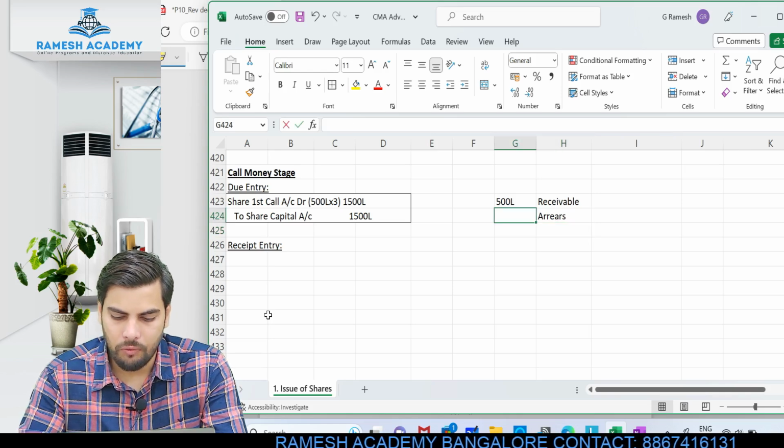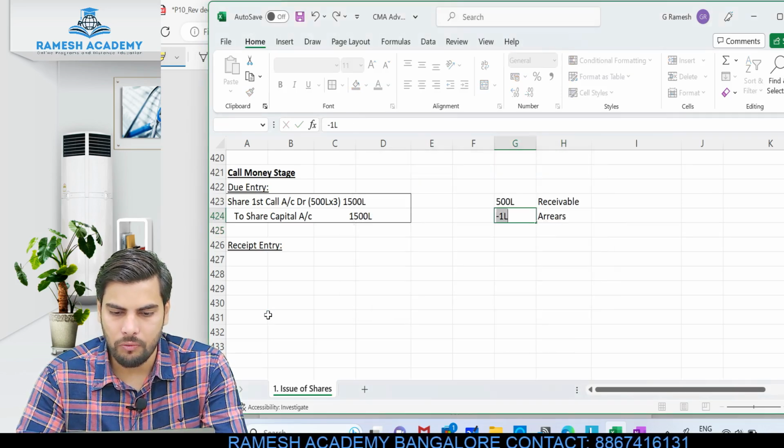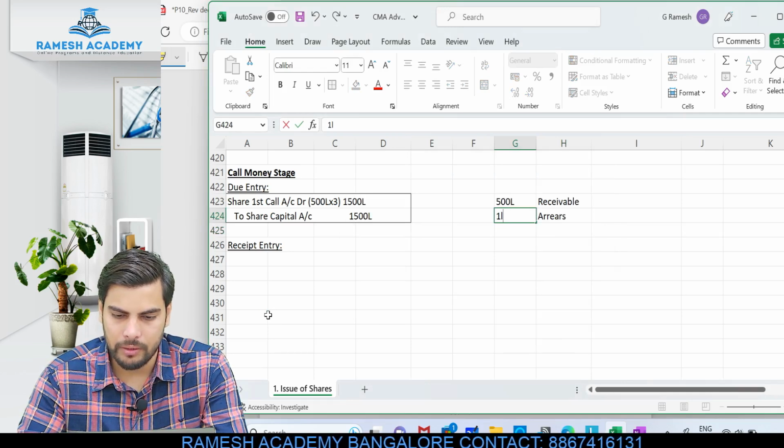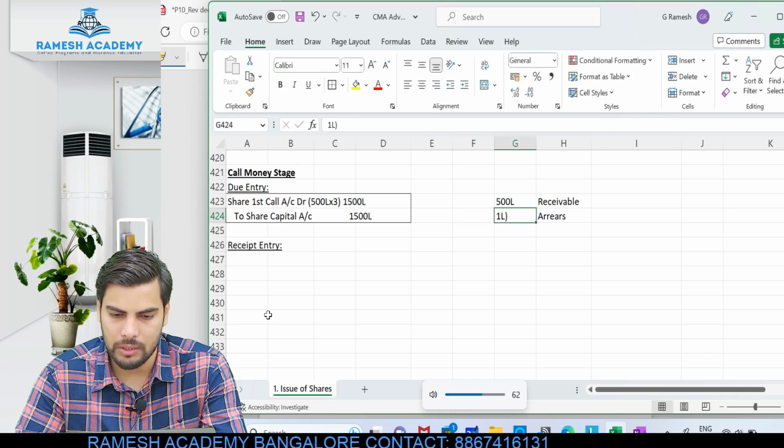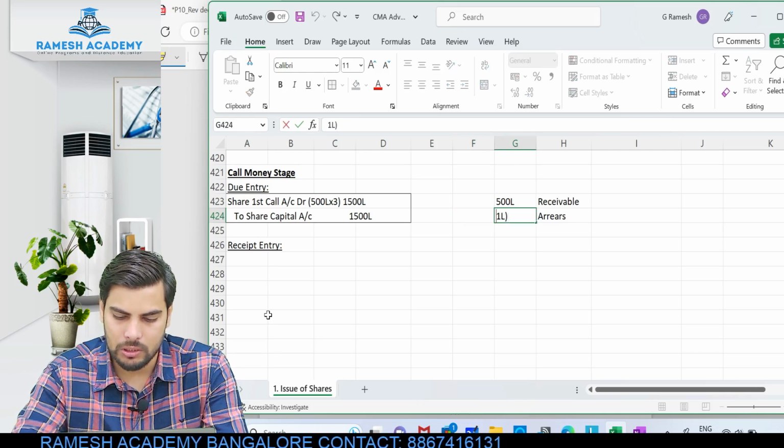To the extent of 1 lakh. Okay, so to the extent of 1 lakh they did not pay the amount, right? Okay, to the extent of 1 lakh they did not pay the amount. So this would be treated as what? This would be treated as calls in arrears.